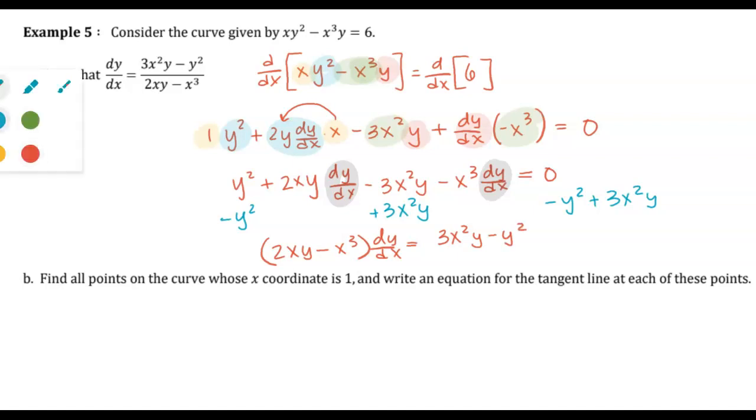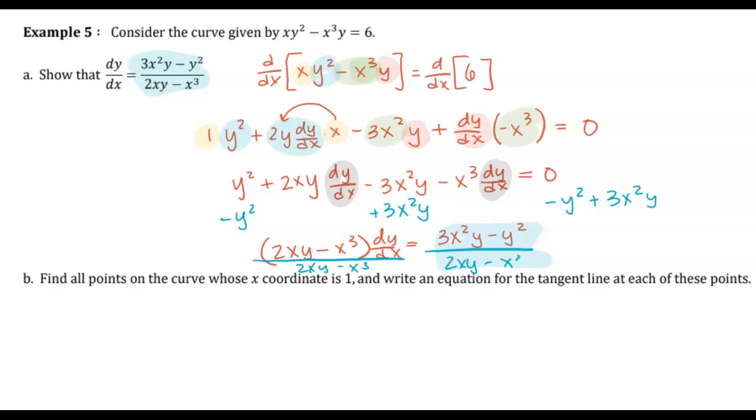And we'll come into our final step, which is to divide out that 2xy minus x cubed and 2xy minus x cubed. And so we can see this thing looking exactly like what we were supposed to get. So we get to pat ourselves on the back and be done with this problem. Now the follow-up to this, part B, says find all points on the curve whose x-coordinate is 1 and write an equation for the tangent line for these points.